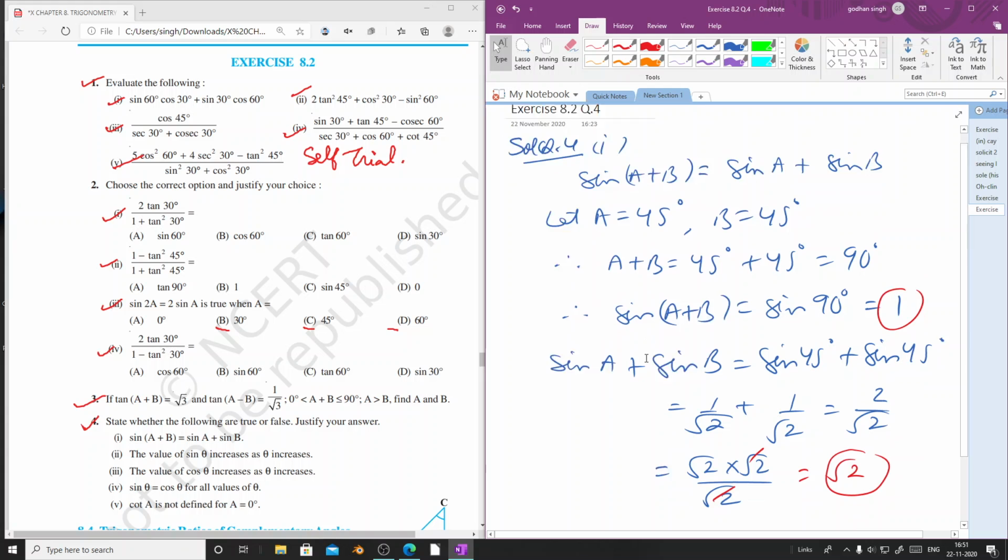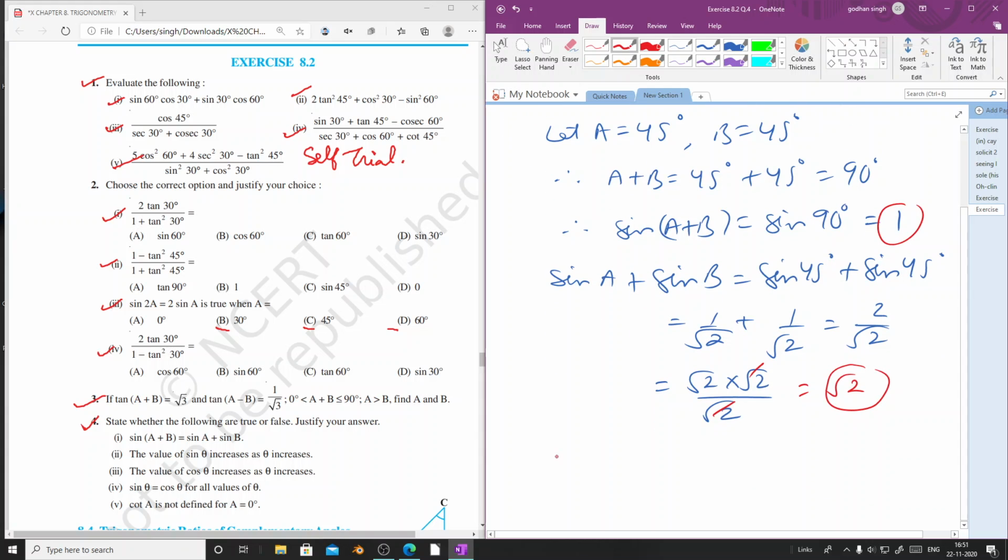Therefore, what we can say is that sine A plus B is not the same as sine A plus sine B. So that means our statement is false. So therefore, we can say that the first statement is false.